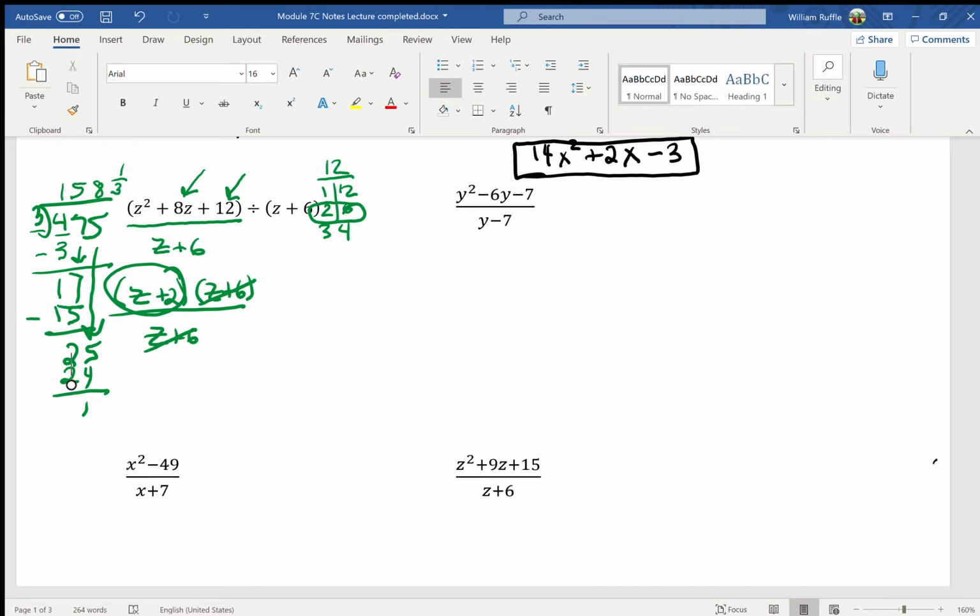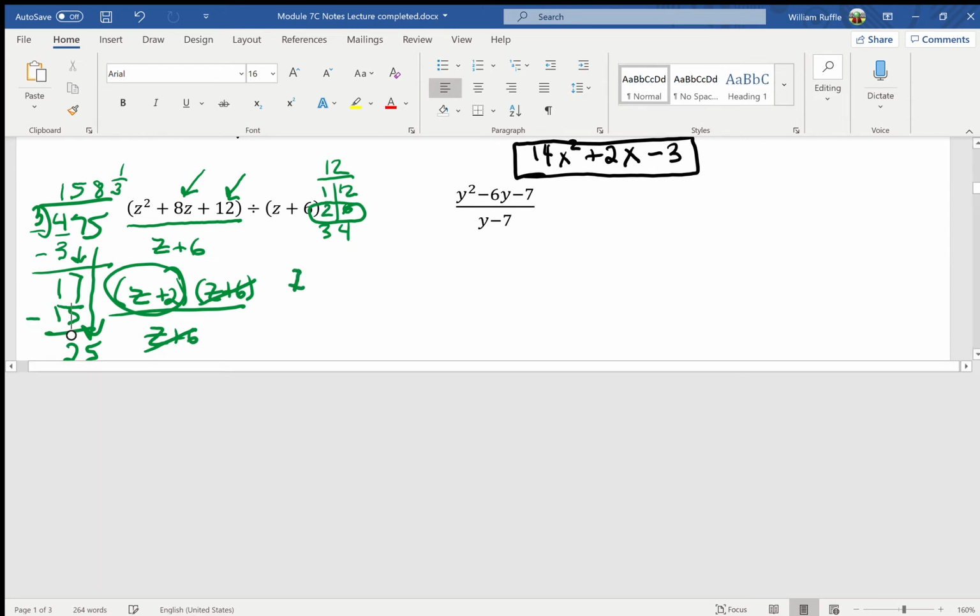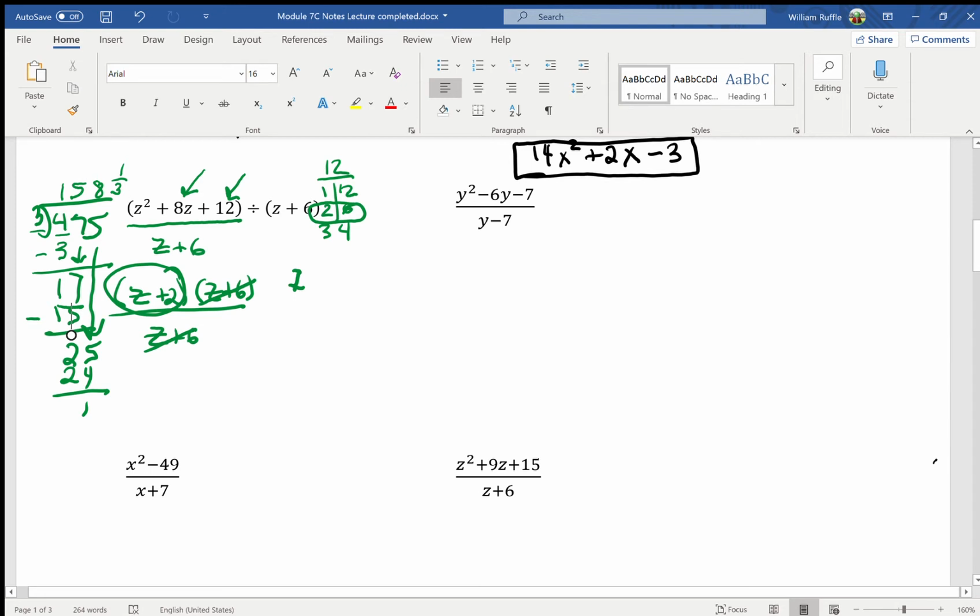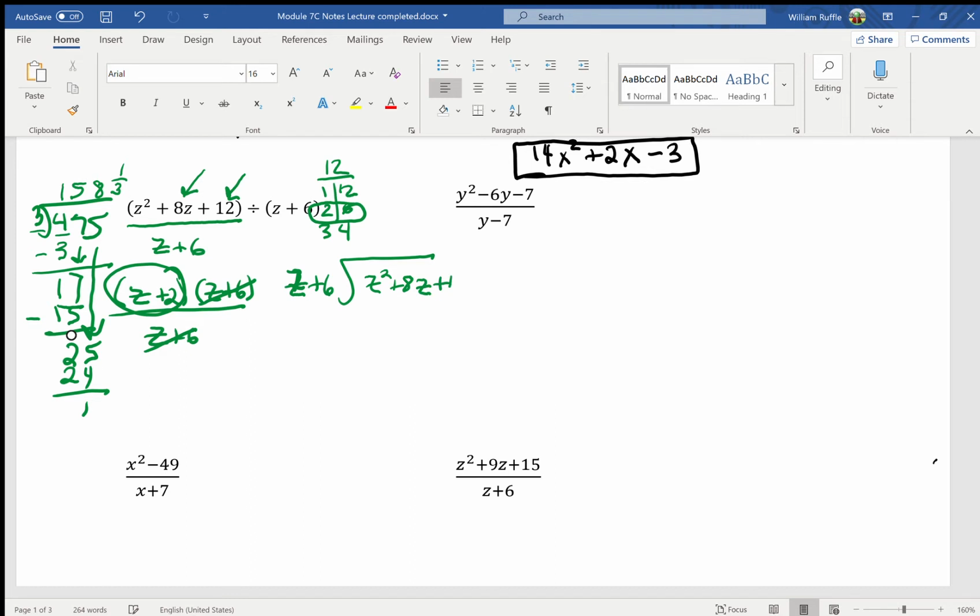Now, I know it's been a while since you've done some long division. This is, scarily enough, the easy one. Now let's go do the other kind. Sorry, my keyboard keeps popping up on me. I have to do z plus 6 into z squared plus 8z plus 12.